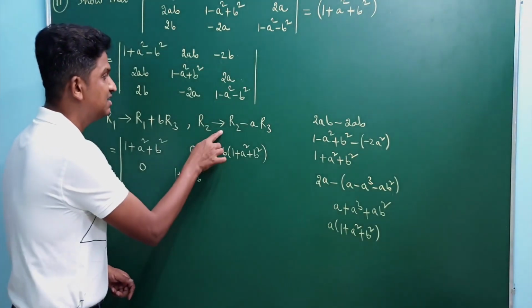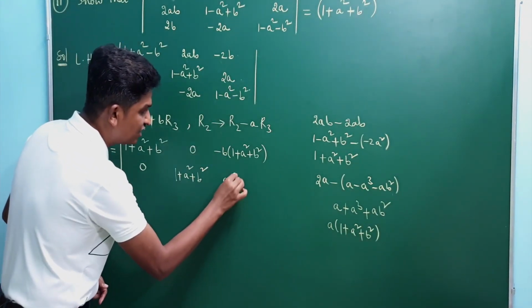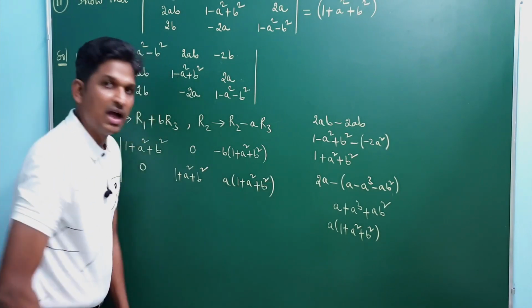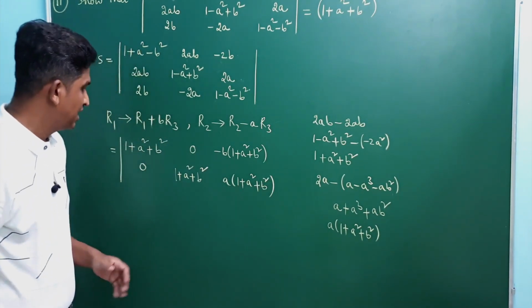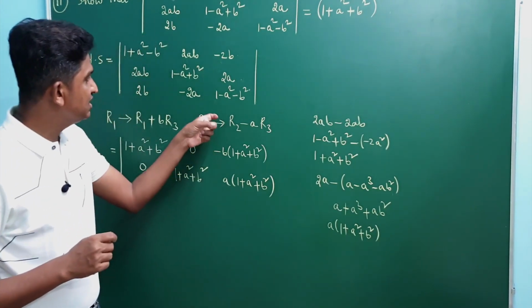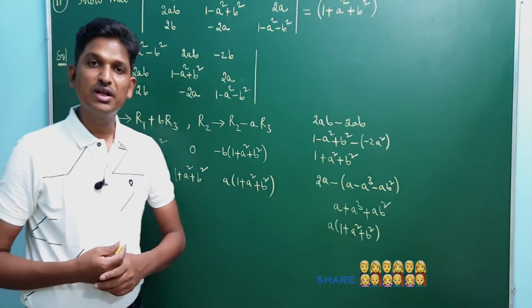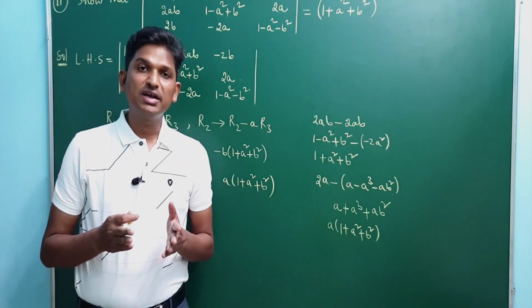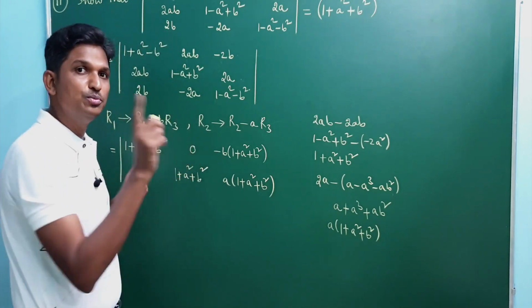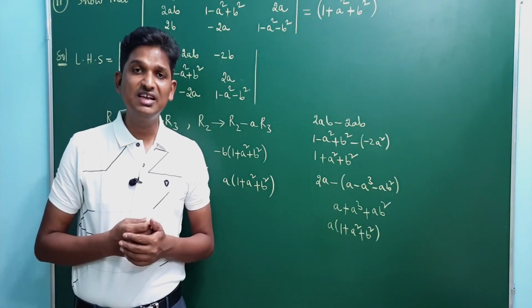So when I apply this operation, this element changes like this: a into 1 plus a square plus b square. I hope you are understanding. You observe here, by this time you will get an idea why I chose this operation. See here, 1 plus a square plus b square, 1 plus a square plus b square. So it is important you memorize these operations. Once you memorize these operations, this problem is nothing. The rest we will get very easily.